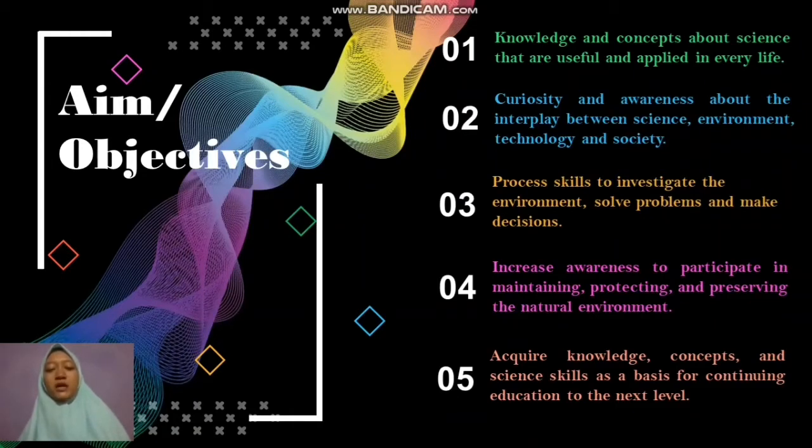And curiosity and awareness about the interplay between science, environment, technology, and society.